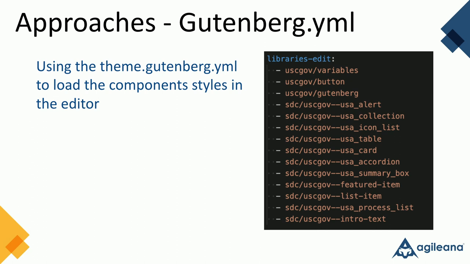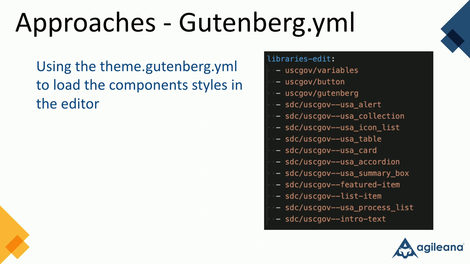So this is an important thing because the main marketing thing about Gutenberg is that they promise that they are a real WYSIWYG. So if you are not able to emulate the same styling in the editorial part, it means that you are not providing a real WYSIWYG. So Gutenberg already provides this, so you can just load all your libraries or your components.